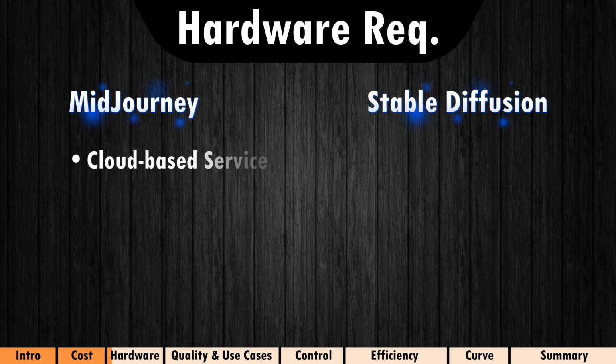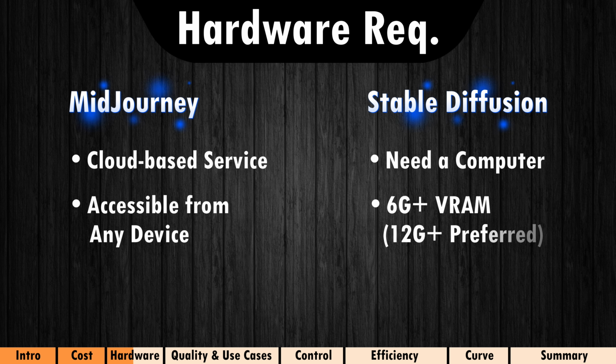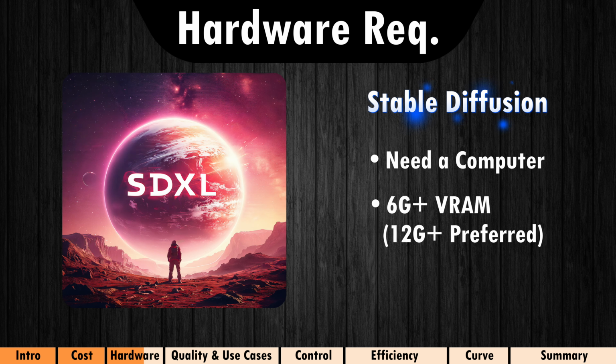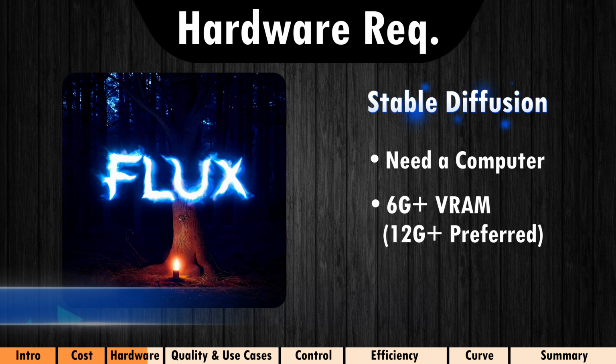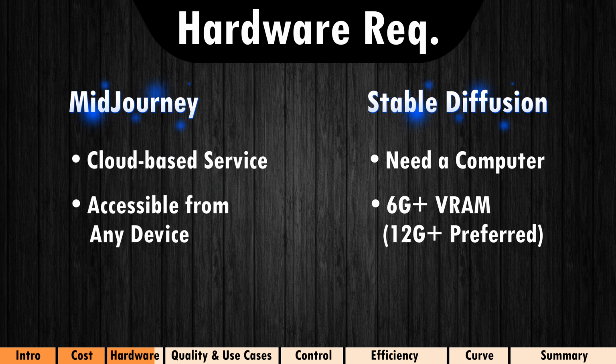Midjourney is a cloud-based service, so you can access it on virtually any device: desktop, laptop, phone, or even tablet. Stable Diffusion, however, demands much more. You'll need a computer, desktop or laptop, with at least 6 GB of VRAM, though 12 GB or more is recommended, especially if you plan to use advanced models like SDXL or Flux. Otherwise, generating images with Stable Diffusion can be painfully slow. That said, Stable Diffusion isn't overly restrictive. It still runs on both Windows and Mac systems.